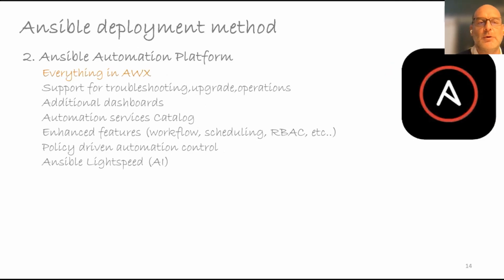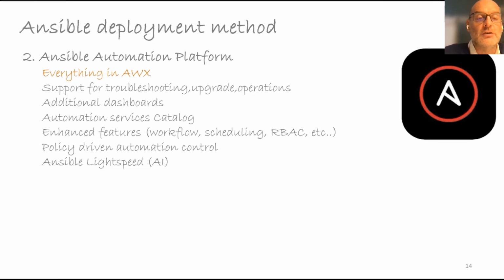Then you have the Red Hat product, which is Ansible Automation Platform. You have everything that is on the open source platform AWX, plus some additional stuff such as support, which is very important. You have support in case of any issue, for troubleshooting. You can ask the Red Hat support. For upgrade and operation, you have much material provided. You have additional dashboards to see what you deployed. But as I said, your inventories are still flat files. That doesn't change with Ansible Automation Platform either.